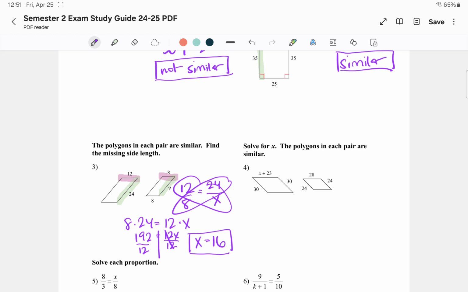For number 4, very similar, except now we're going to have an expression. Let's color code again. Let's start with this side and this side. So we have 30 over 24. And then we have this side.